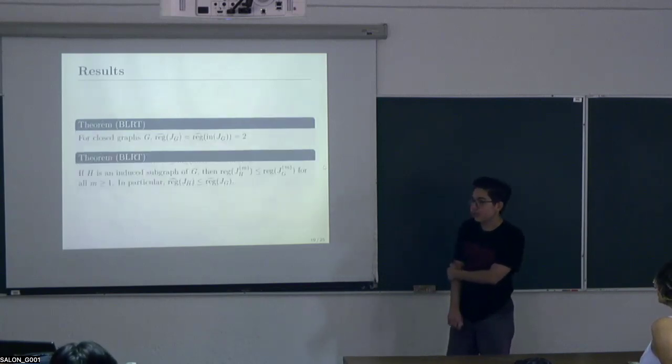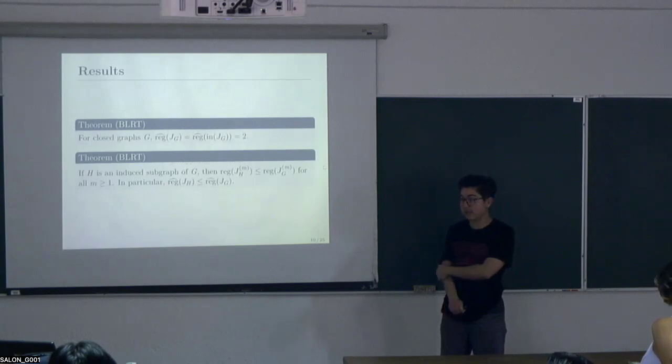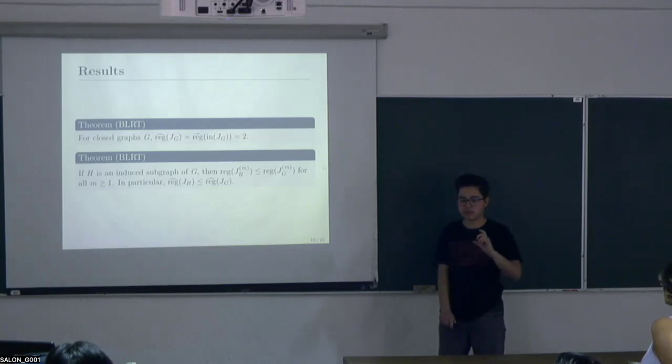We were also able to show that for closed graphs, the asymptotic regularity of the binomial edge ideals and the asymptotic regularity for their initial ideals is equal to 2. And also that if H is an induced subgraph of G, then the regularity of the symbolic powers for the binomial edge ideal for H is less than or equal to the regularity for the symbolic powers of the binomial edge ideal for G. So in particular, the asymptotic regularity of the smaller graph is less than or equal to the asymptotic regularity of the parent graph.